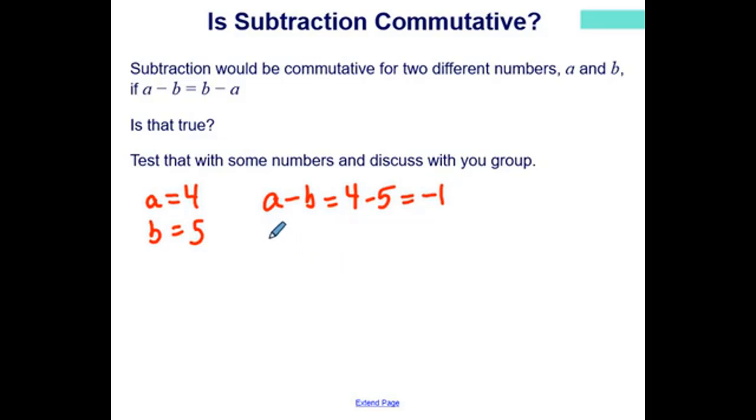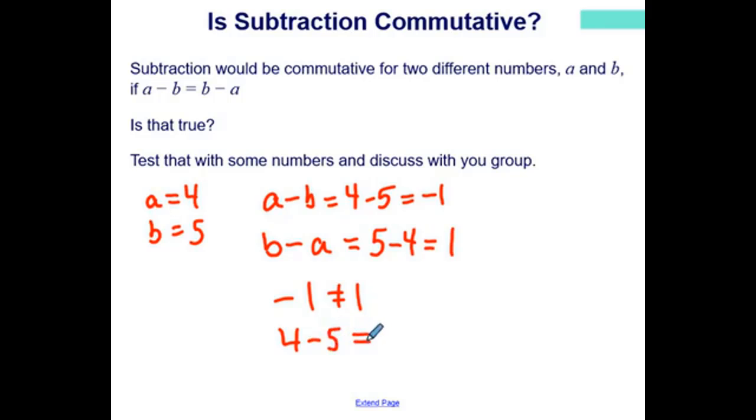If subtraction were commutative, we really hope that b minus a now equals negative 1. Well, b minus a is 5 minus 4, but 5 minus 4 equals positive 1. Now, negative 1 does not equal positive 1. So, for this example, 4 minus 5 does not equal 5 minus 4. So generally, a minus b does not equal b minus a. In fact, subtraction is not commutative.